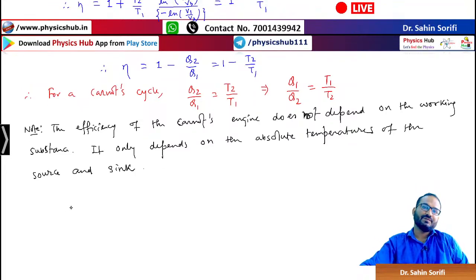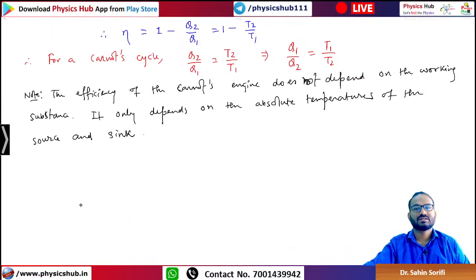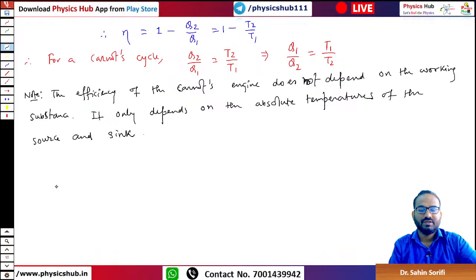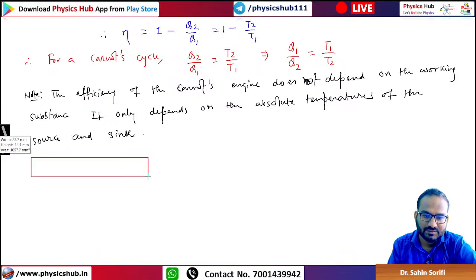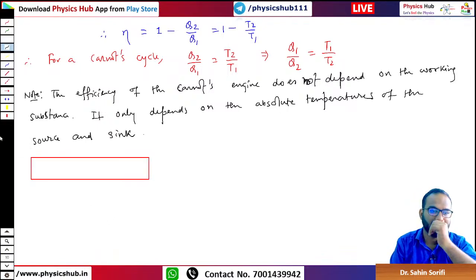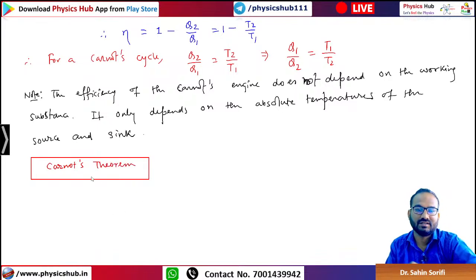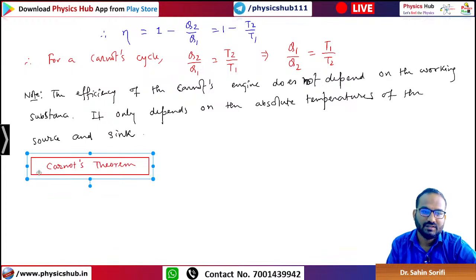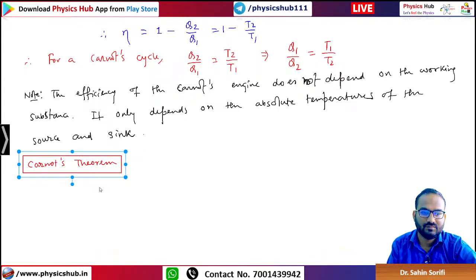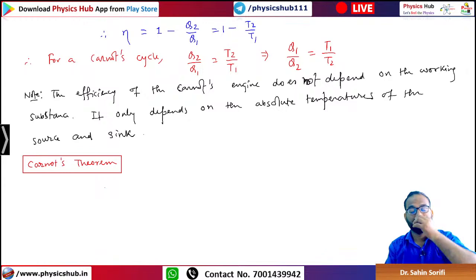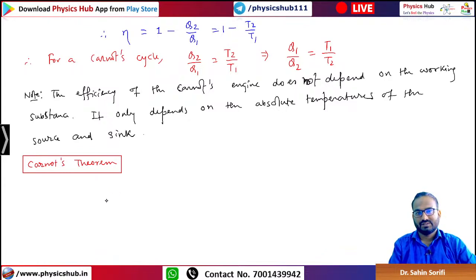So based on this observation, a theorem is given which is known as Carnot's theorem. So let's talk about that. You must have understood what is there in the Carnot's theorem. This is the most efficient cycle, remember, because this is a reversible cycle. So this will produce the maximum efficiency. You cannot obtain more efficiency than that of the efficiency of the Carnot's cycle.